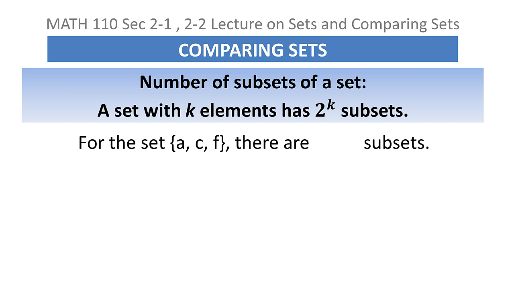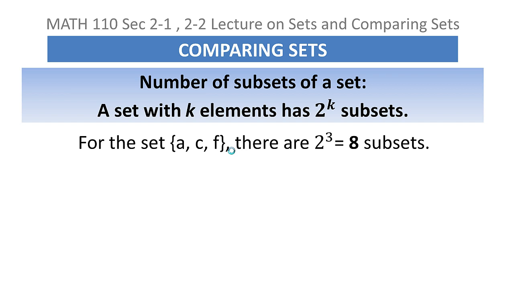Now, speaking of subsets, there's a way to look at a set and decide how many possible subsets there are. And it's simply this. If you have a set with k elements, it has 2 to the power of k subsets. So for example, if I started out with the set ACF, which obviously has 3 elements, then there will be 2 to the third, which is 8 subsets.